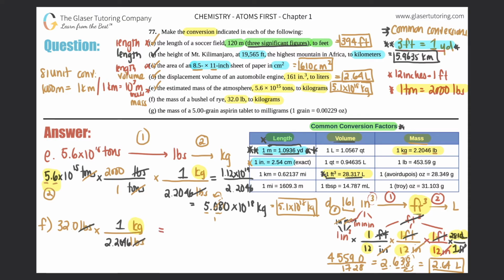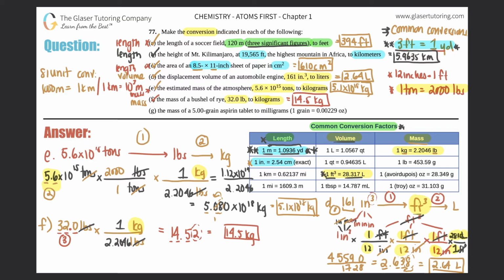So we just do the simple math right here. 32 divided by 2.2046. You get 14.52. But now we need sig figs. There were 3 sig figs here. The 0 counts because there is a decimal. So I need 3 sig figs in my answer. 1, 4, and 5. The 2 does not round the 5 up. So it would be 14.5 kilograms. Box that answer off. That one was easy. That one was a direct conversion. 14.5 kilograms. And last but not least, G.